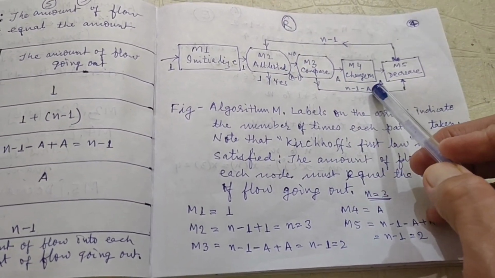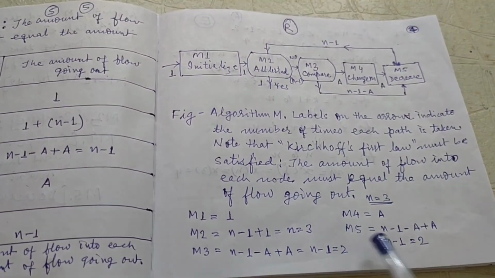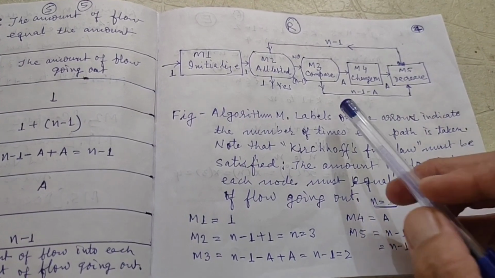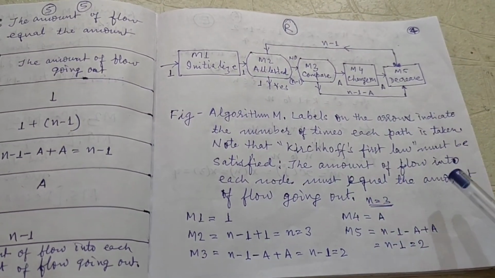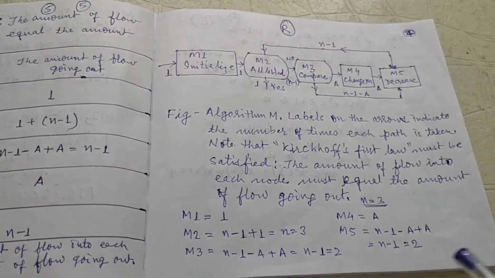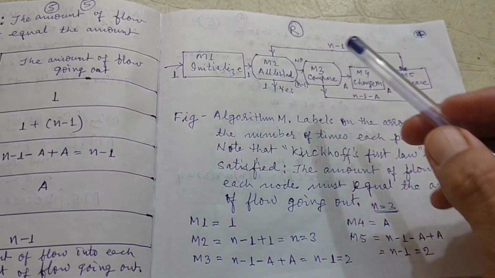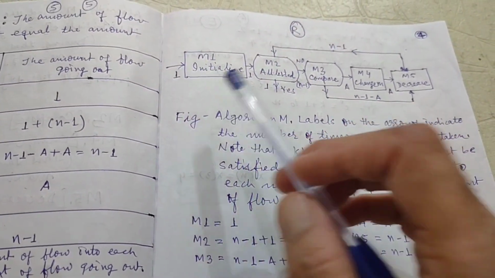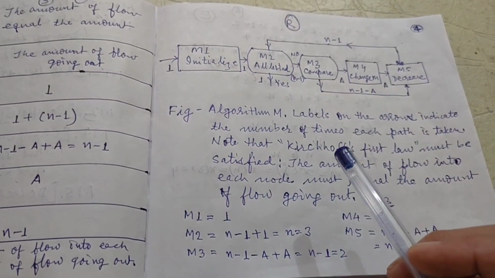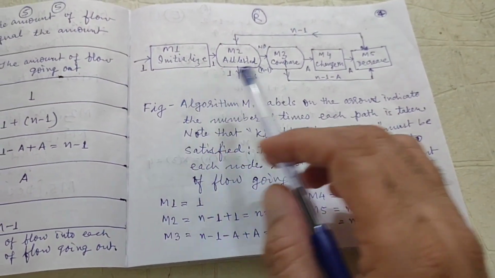M4 is A, incoming and outgoing. M5 is n minus 1 minus A, and this is plus A, so it is n minus 1. So this is the representation of the steps of the algorithm.